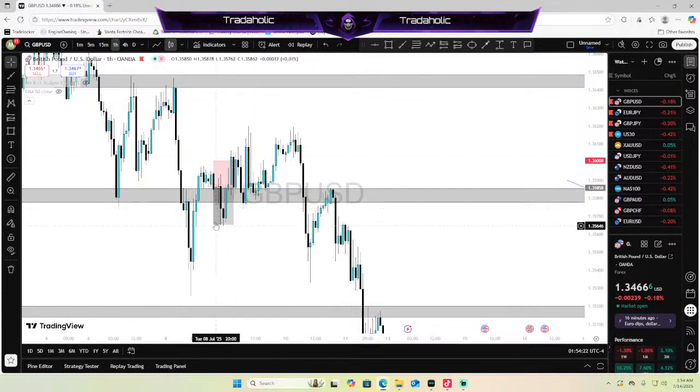My bias wasn't wrong. We still ended up dropping further down to make a new low because I was anticipating that this low was to get taken out. We still made new lows. My bias wasn't wrong. Just that my entry, my precision, was a little bit off. I was a little bit too early, meaning it gave me a deeper retracement before the initial push that I was looking for. So my bias wasn't wrong.